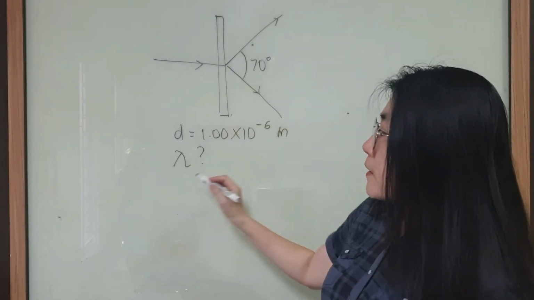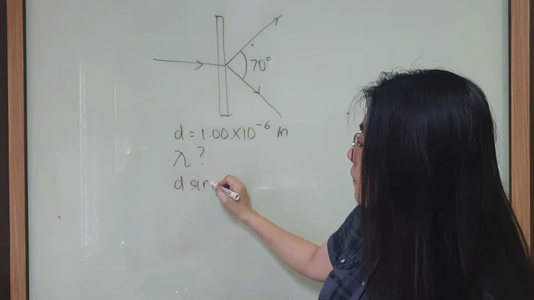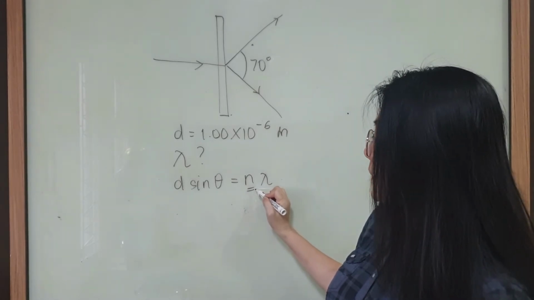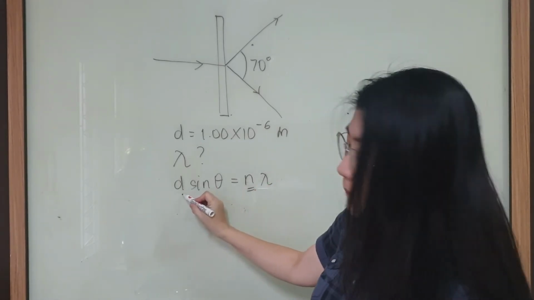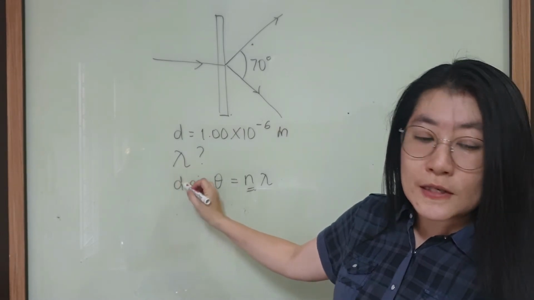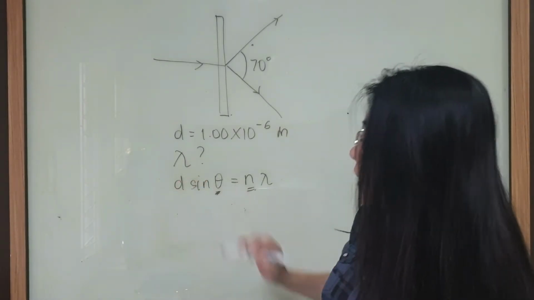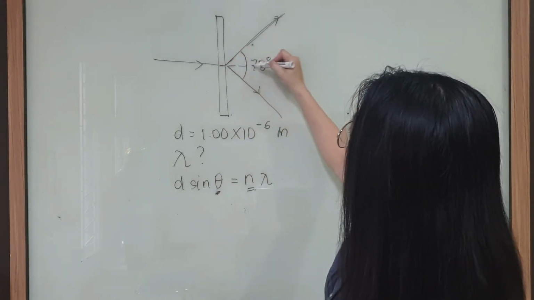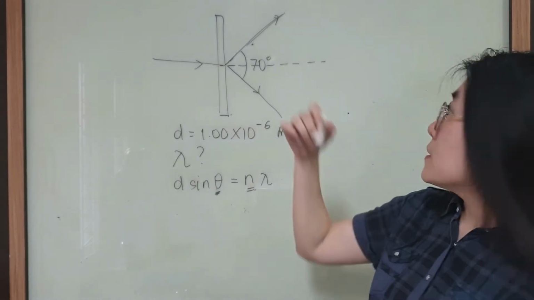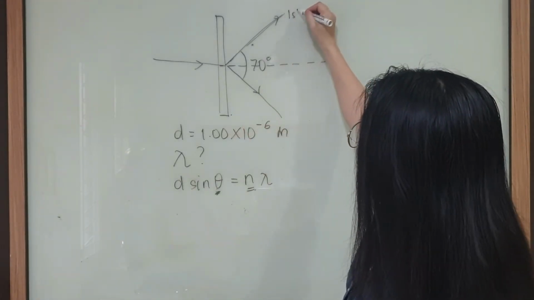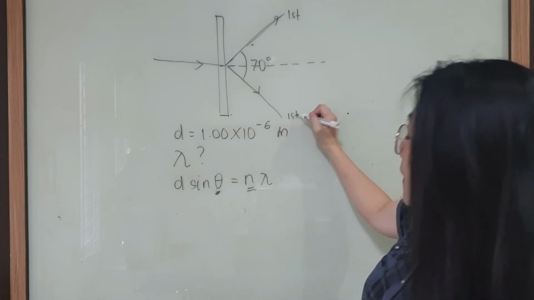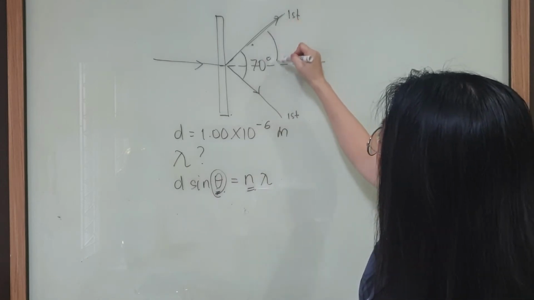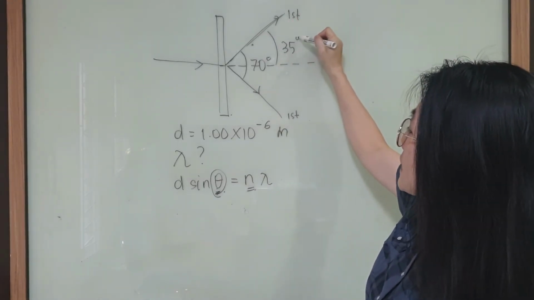Remember, for diffraction grating, we have this equation, D times the sine of theta equals n lambda. N is the order. D is the spacing of the slits, and this theta is the angle between the nth order to the central bright fringe. So in this case, if we have the first order and this is another first order maxima, then this theta here will be 70 degrees divided by 2. It will be 35 degrees.